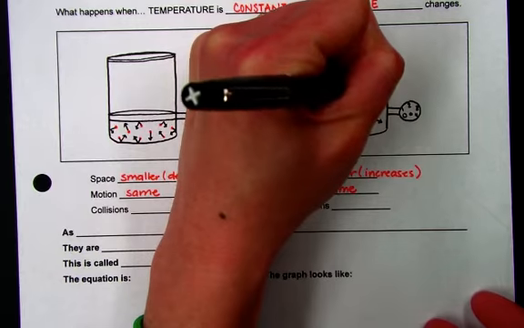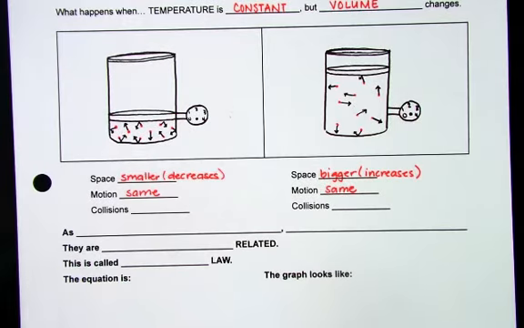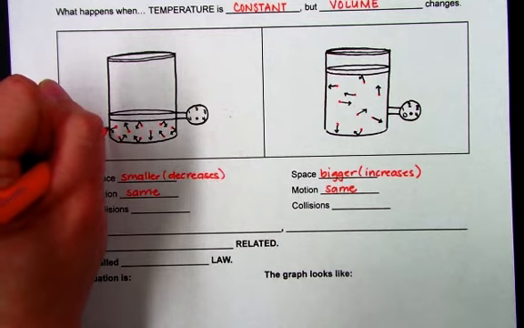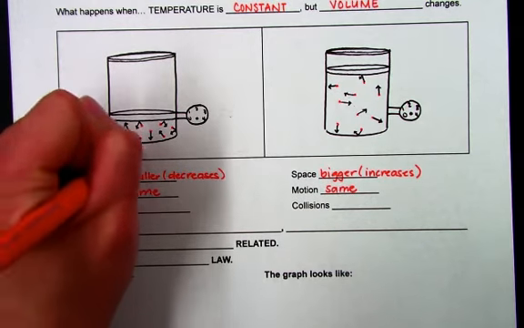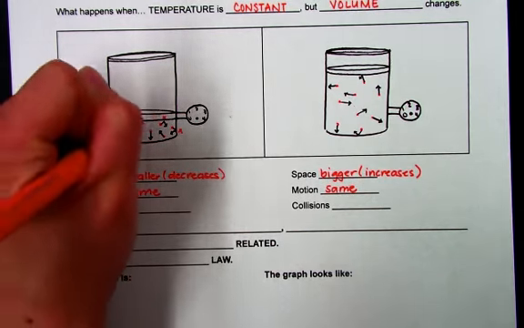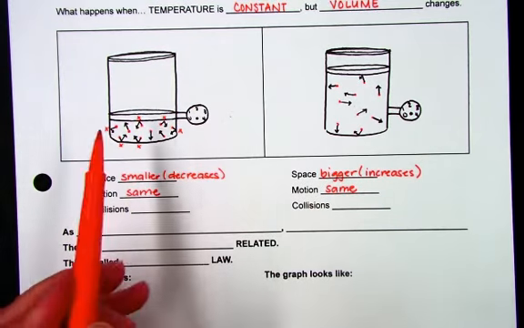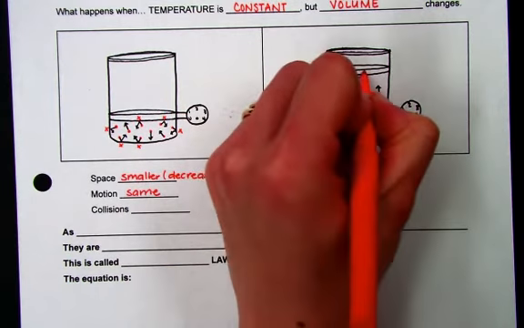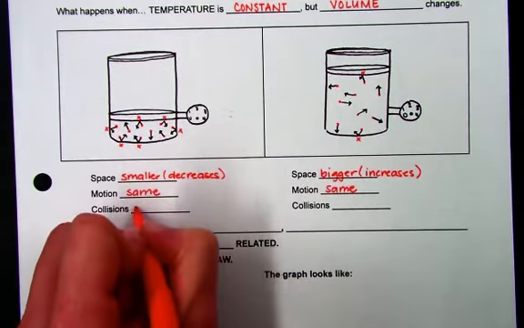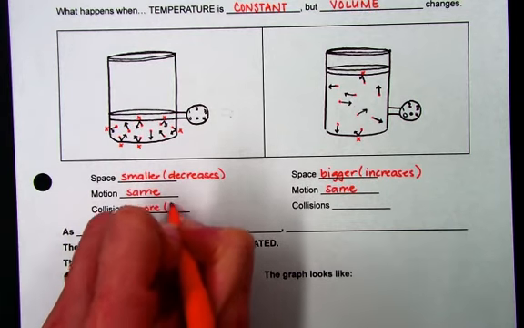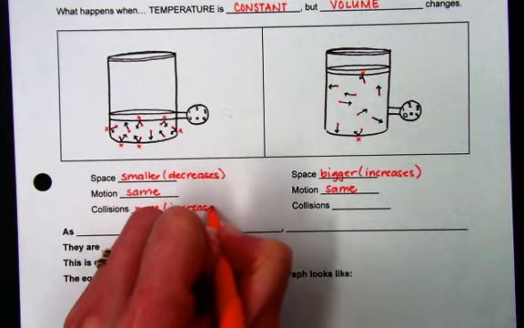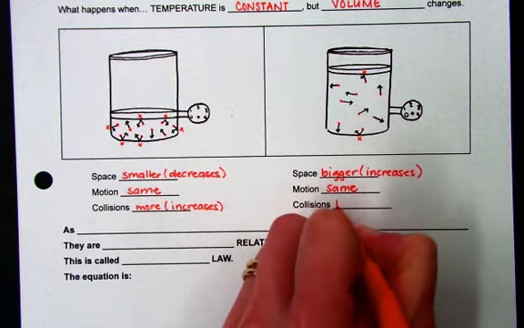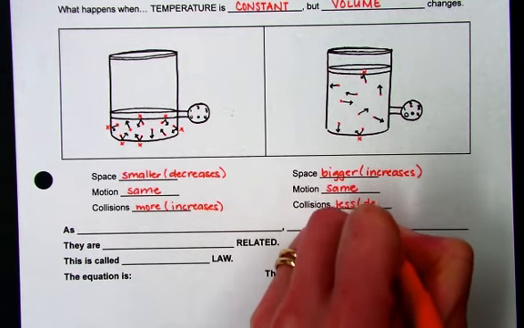What do you notice about the number of collisions? Remember I said we're going to model collisions with x's, right? So here's an x, here's an x, there's an x. What do you notice about the number of collisions for this one versus this one? Good. So we should write that. Collisions, there are more, or that it increases. For here, there are less, and so we would say that it decreases.